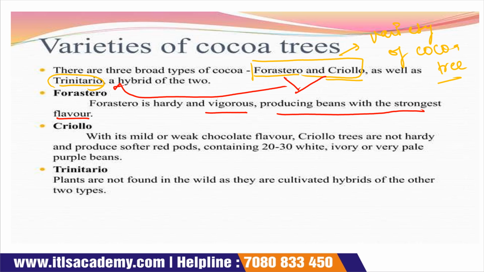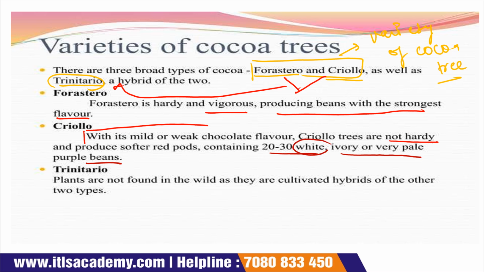Then the second variety is Criollo. Criollo has a mild, weak chocolate flavor. The beans produced by Criollo have a mild or weak chocolate flavor. These trees are not hardy and they produce softer red pods, which contain around 20 to 30 white, ivory or very pale purple beans.